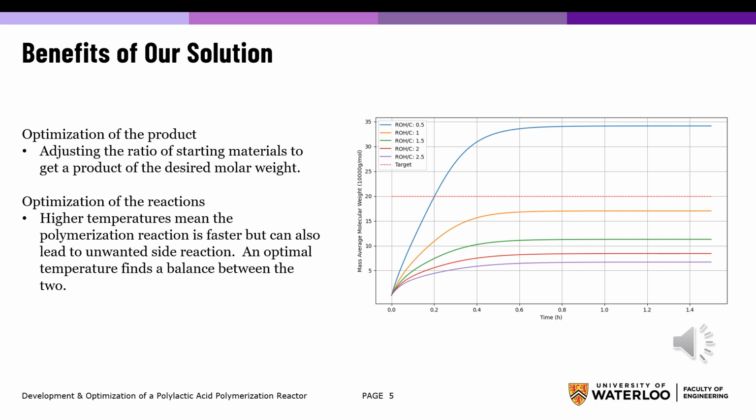Another way is that increasing the temperature of the reactor means that the polymerization reaction happens faster, but it can also mean that some unwanted side reactions creating byproducts we don't want also happen faster. So finding an optimal temperature between the two means we can have the highest production rate possible without tainting our product.